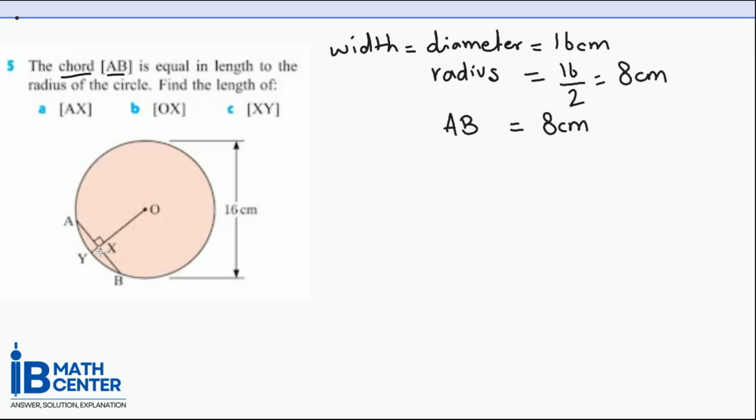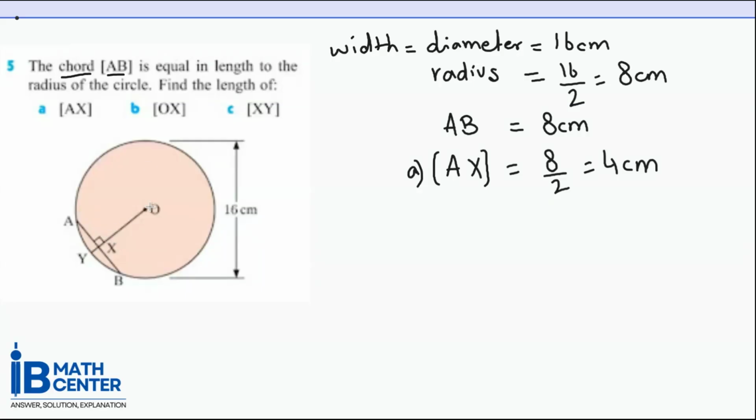If AB is 8, now this is a perpendicular bisector, which means it's making a 90-degree angle, and hence it's dividing AB into two equal parts. So AX is then half of AB, which would be 4 centimeters. So this is how I get part A, AX. Done, all good.